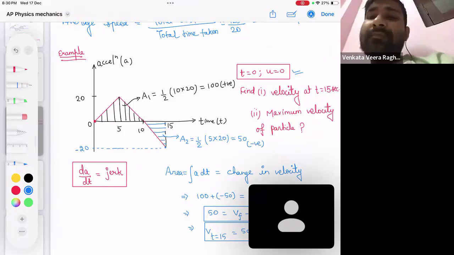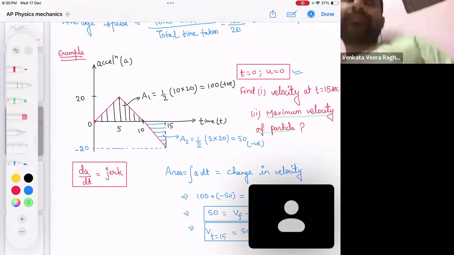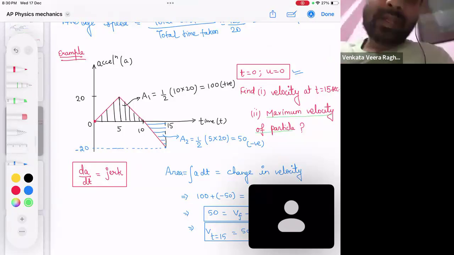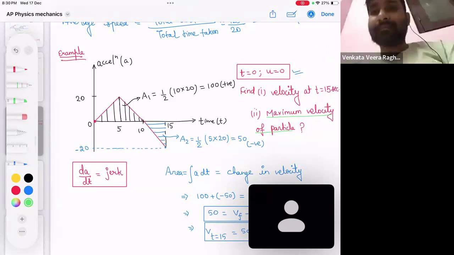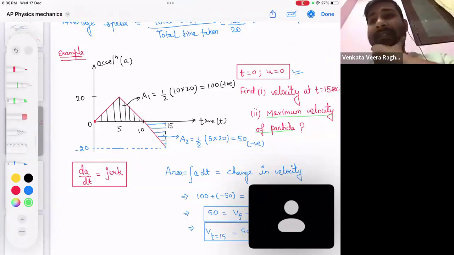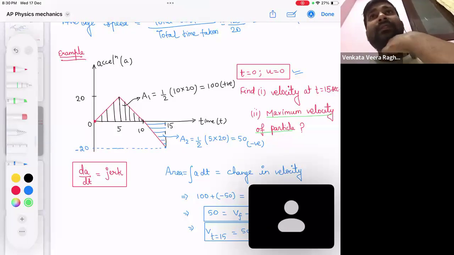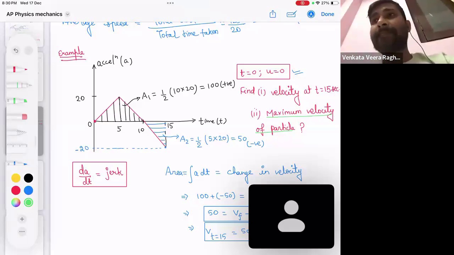Can you tell me what is the meaning of the second question? Maximum velocity of the particle. Please tell me, when will the maximum velocity of the particle come? If I ask you when the maximum velocity will be reached by the particle, t equal to what second? T equal to 5. Sir, think carefully. 5 second.